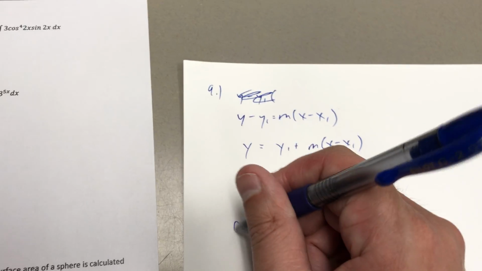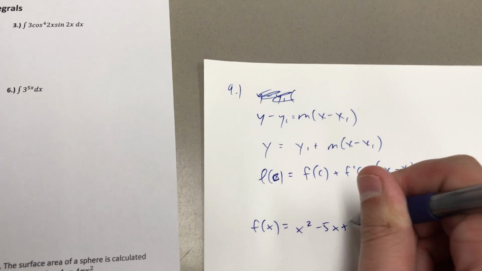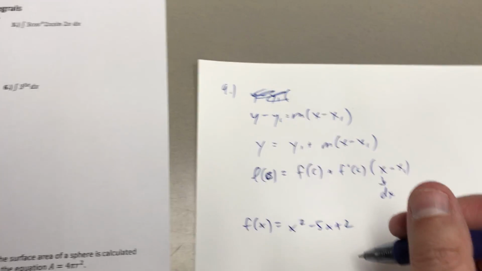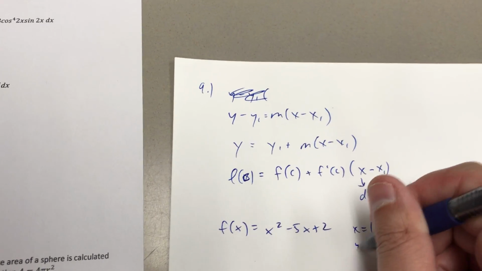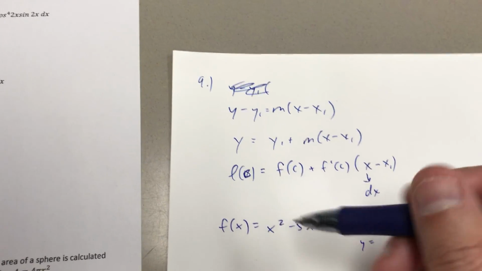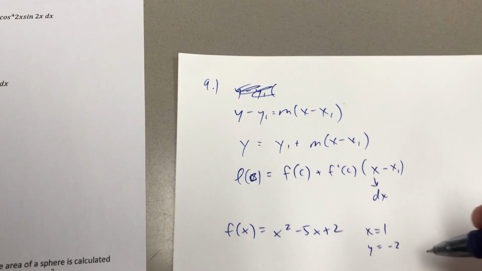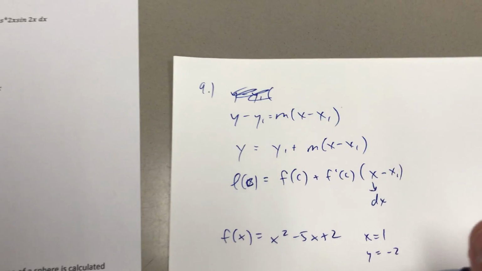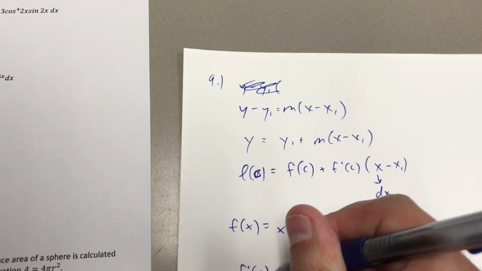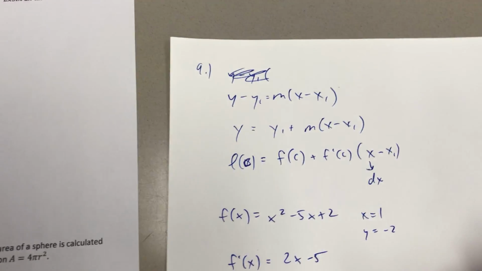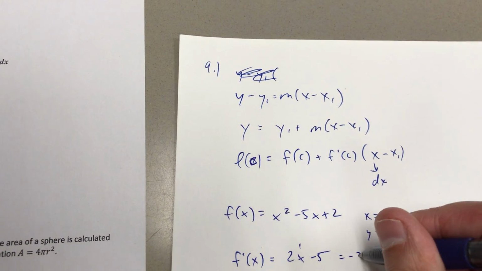Our original function was f of x equals x squared minus 5x plus 2, and we want a function that fits that at x equals 1. So when x is equal to 1, y is equal to, let's see, 1 squared minus 5 times 1 is negative 4 plus 2. Looks like y would be negative 2. We need the point that it passes through, and we need the slope. The slope, of course, is going to come from the derivative, which is 2x minus 5. We want the slope at x equals 1. 2 times 1 minus 5 is equal to negative 3.